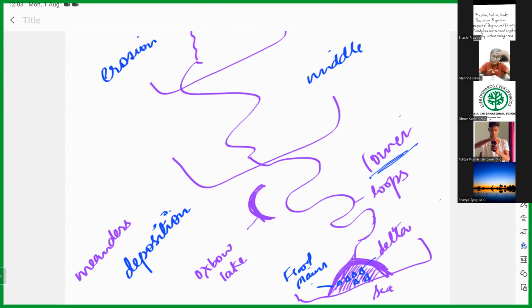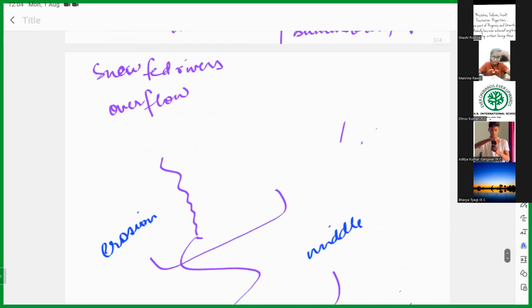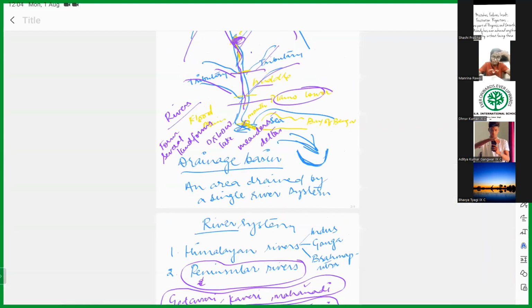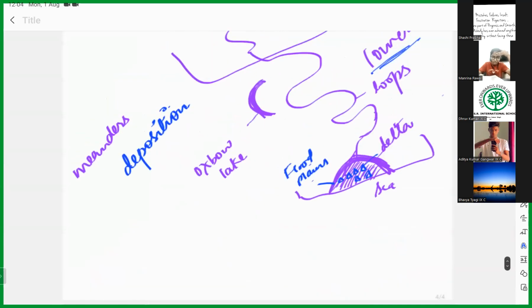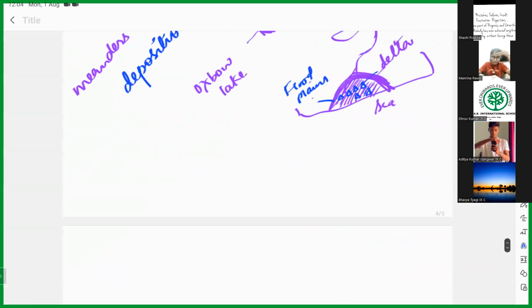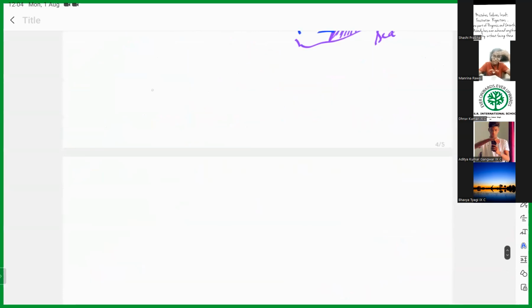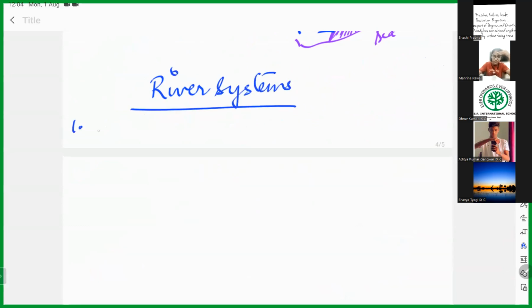Then we come to the water divide. Himalayan rivers. Let us come to the river systems. Now, when we talk of the river system in our country, there are two river systems in our country, namely Himalayan and peninsular. Now, what is this Himalayan river system and what is this peninsular river system? Do you know? Any one of you who knows?